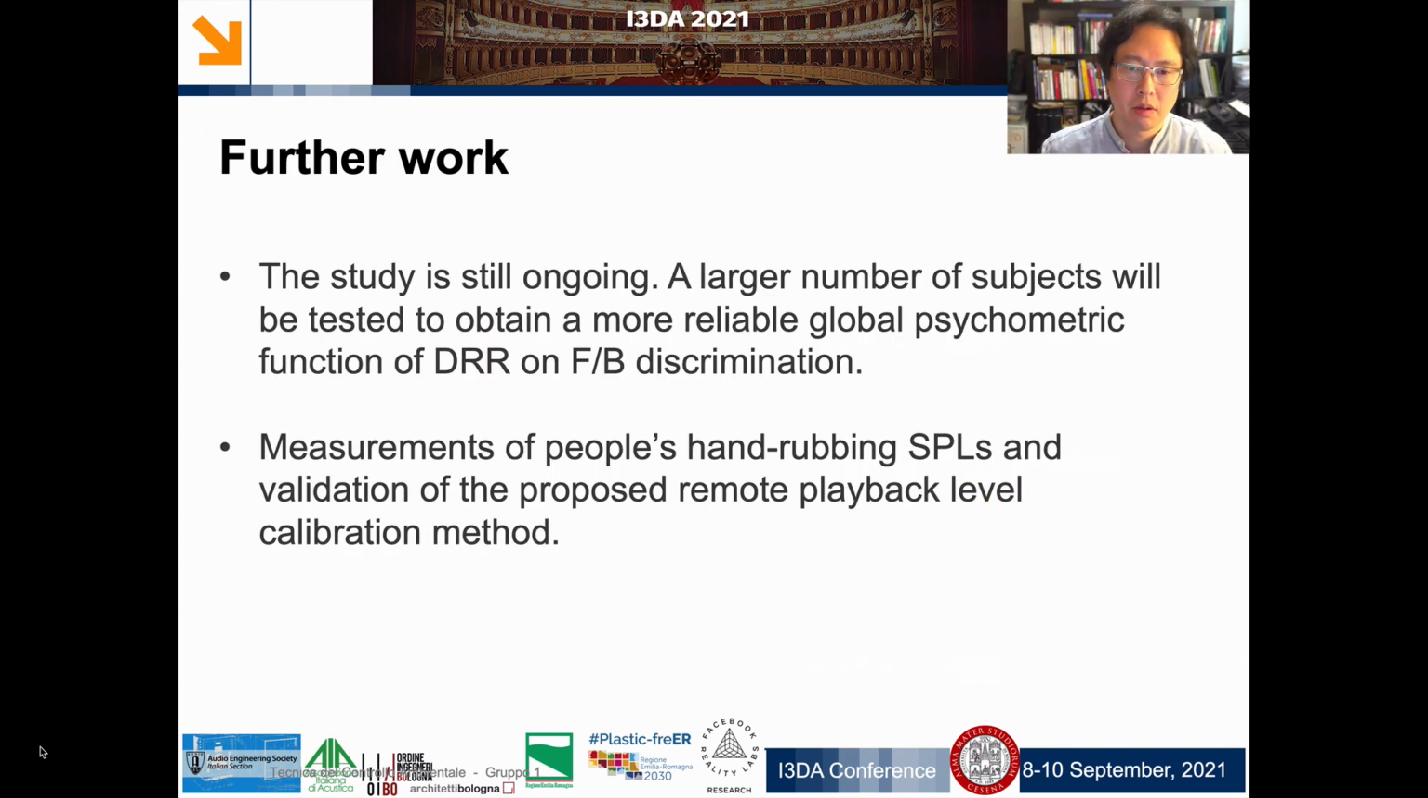And this study is still ongoing. A larger number of subjects will be employed to obtain a more reliable global psychometric function of DRR on front and back discrimination. And we're also going to measure people's hand rubbing SPLs to see how much they vary from person to person, and we'll attempt to validate the proposed remote playback level calibration method using hand rubbing recording.